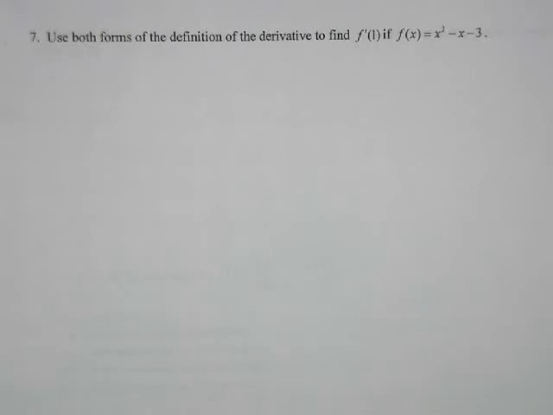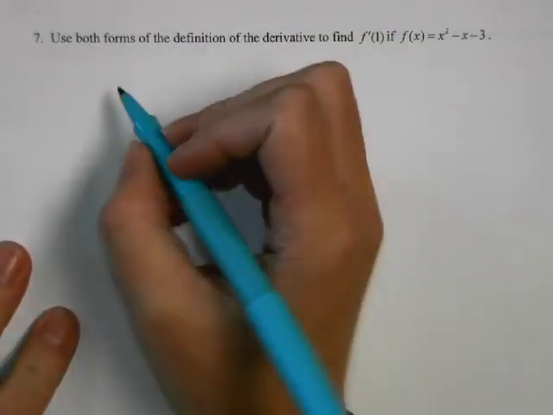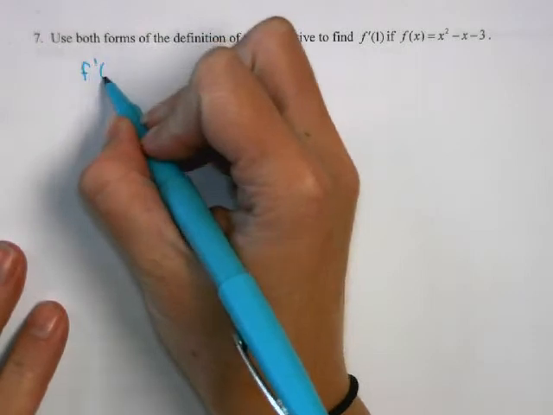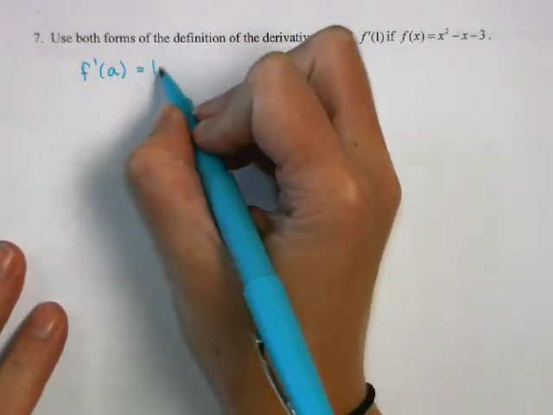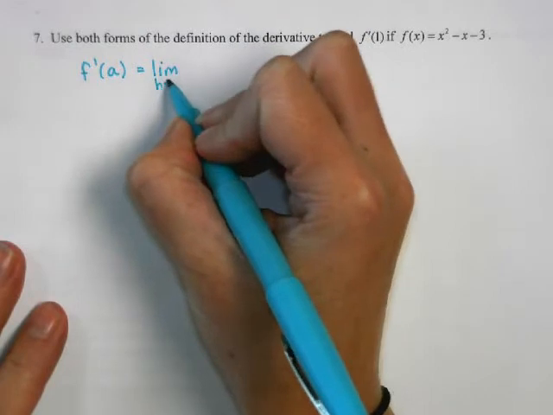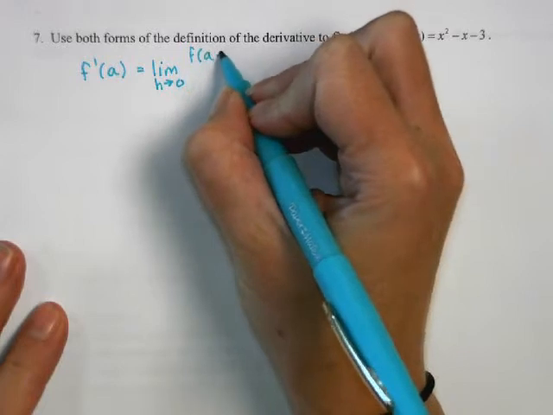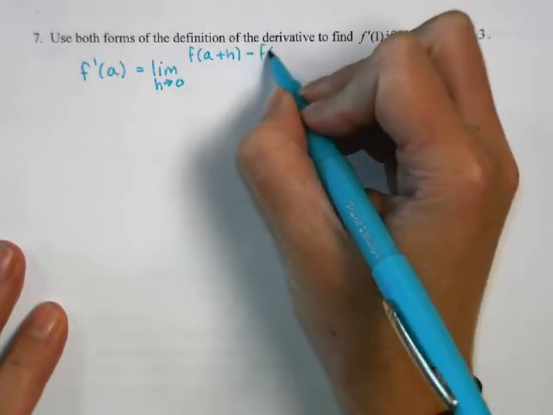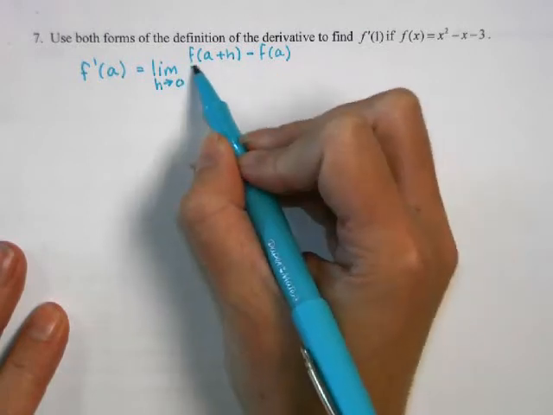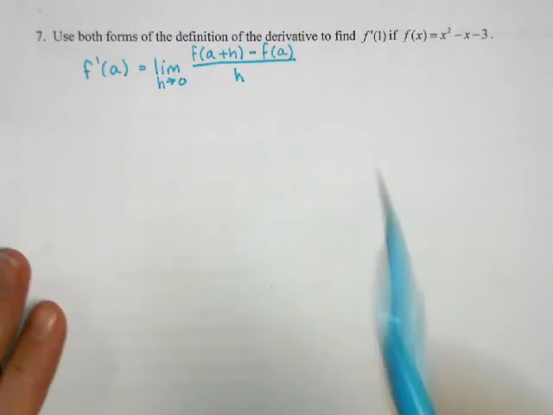All right, next question. We're going to use both forms of the definition of a derivative to find f prime of 1 if f of x equals x squared minus x minus 3. So the first definition that we're going to use to find f prime of a is going to be the limit as h goes to 0 of f of a plus h minus f of a over h.